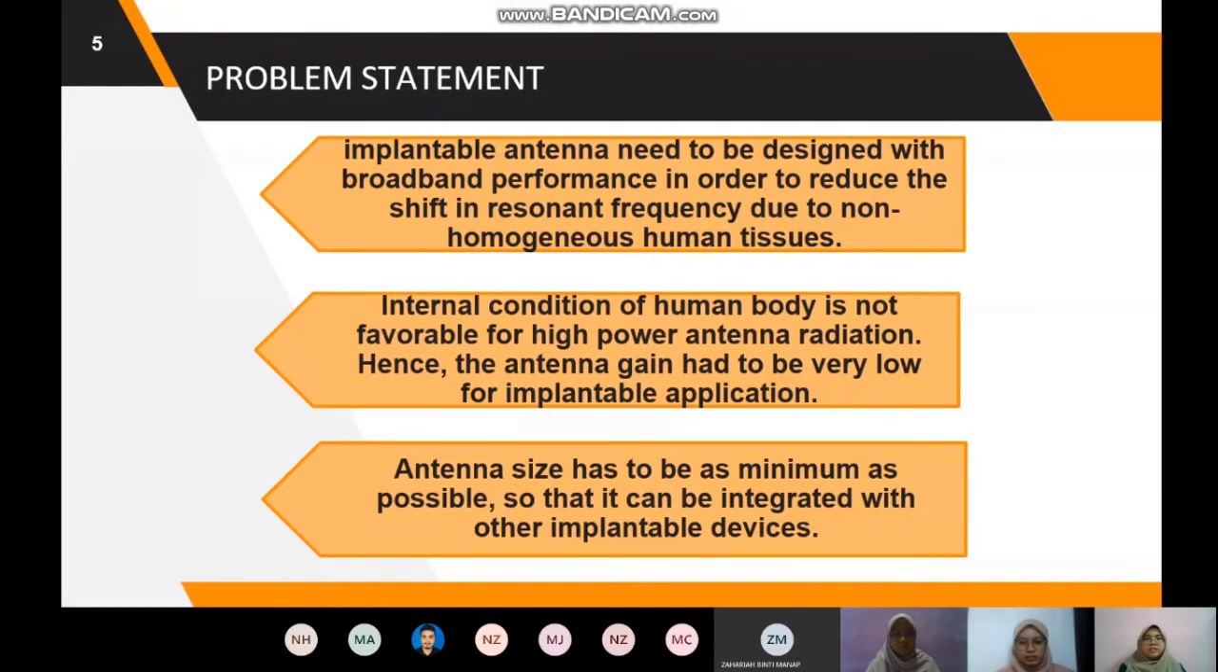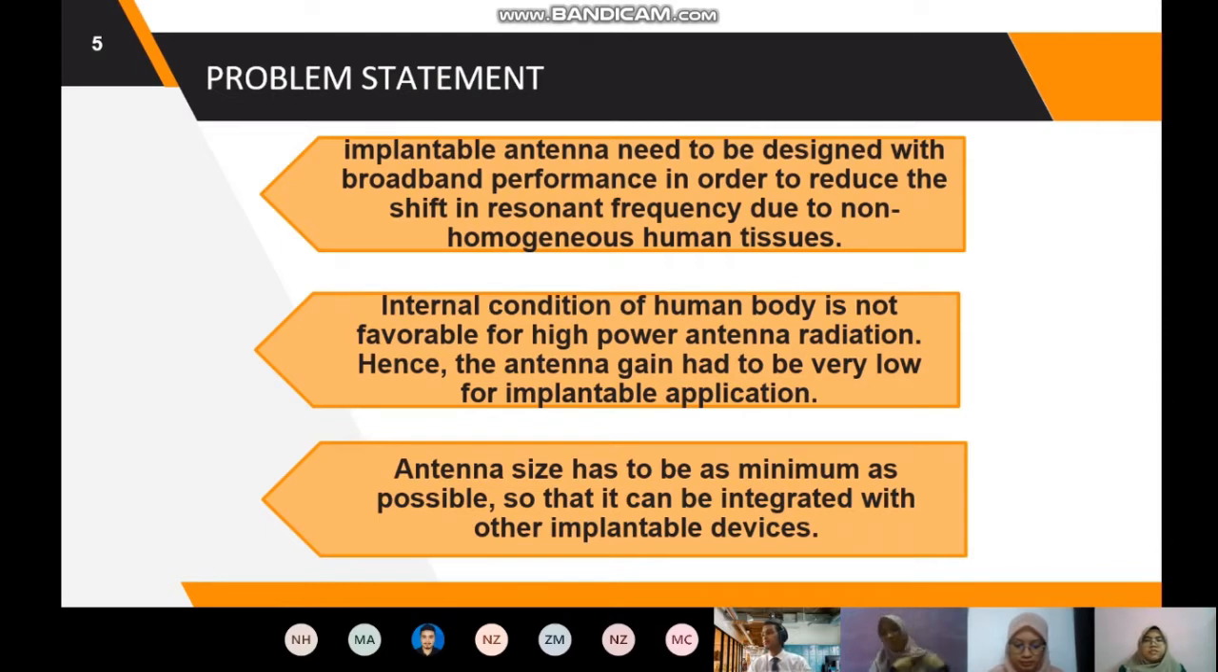Then we proceed to the problem statement. There are 3 problem statements. So why did we choose to design an implantable antenna? An implantable antenna needs to be designed with broadband performance in order to reduce the shift in resonant frequency due to non-homogeneous human tissue. It is challenging because usually an antenna operates in free space, but because it is implanted, it will be detuned in frequency if we do not design it properly.